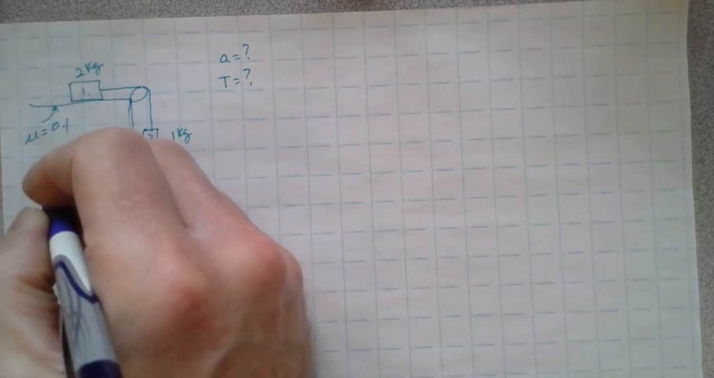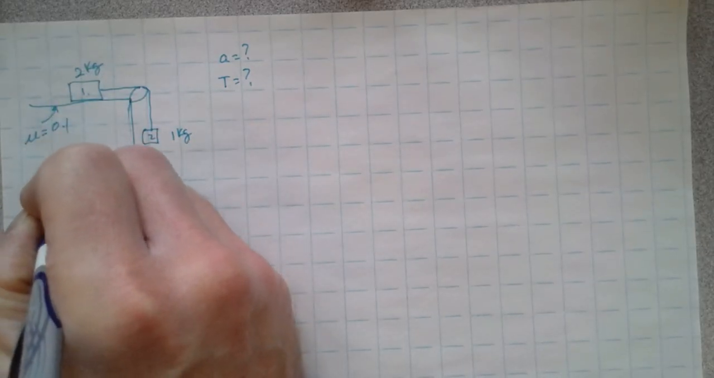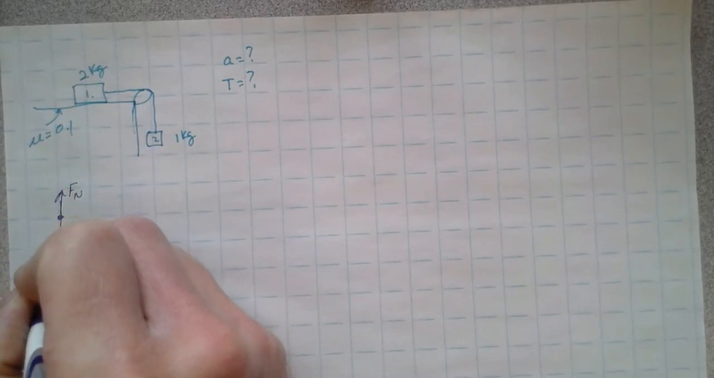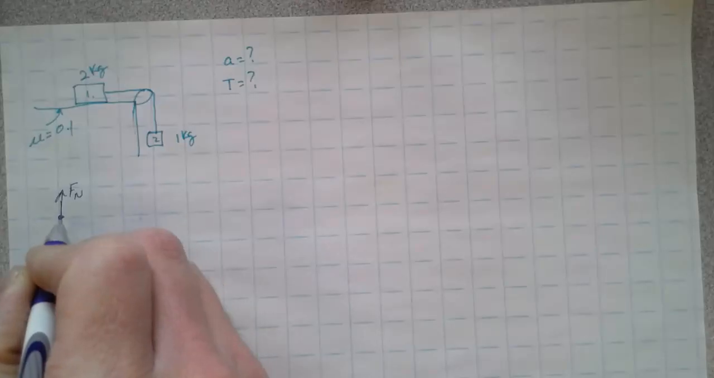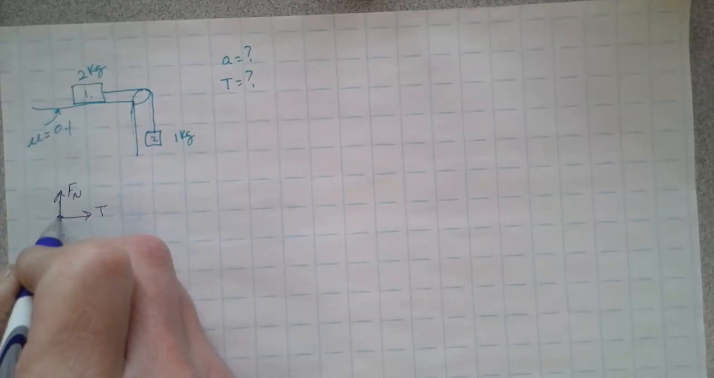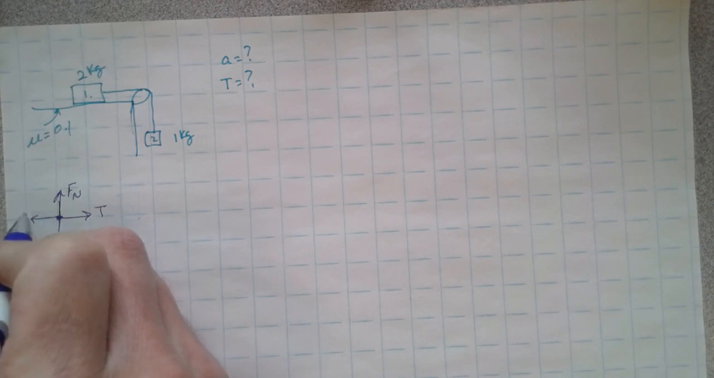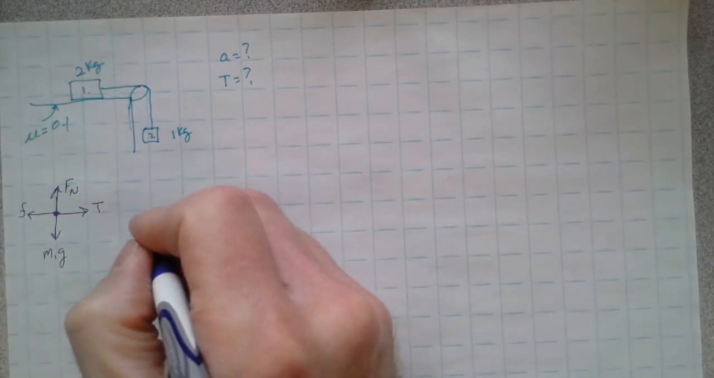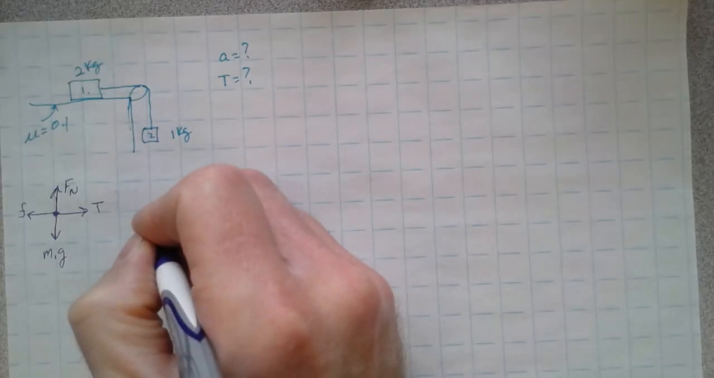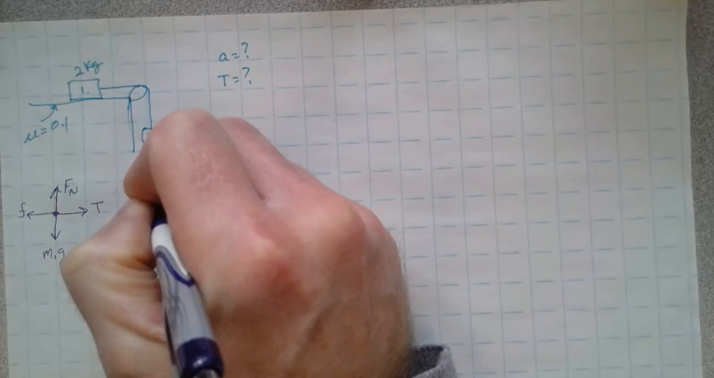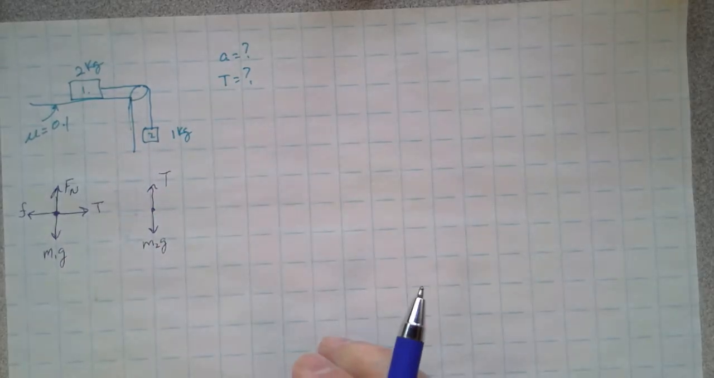Right? So on block 1, we have the normal force going upwards. We have gravity going downwards, and we have the tension going to the right, but now we have friction, and that is going to act opposite its direction of motion. On block 2, nothing has changed. It wasn't touching the surface, so those two forces are what it was in the previous solution.